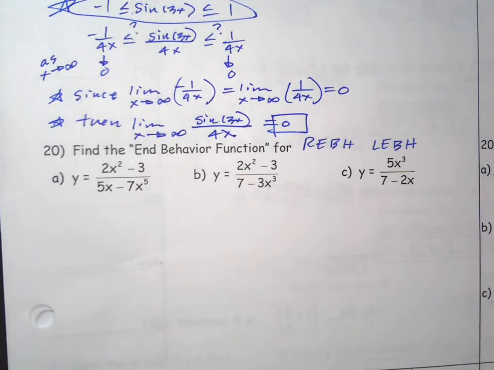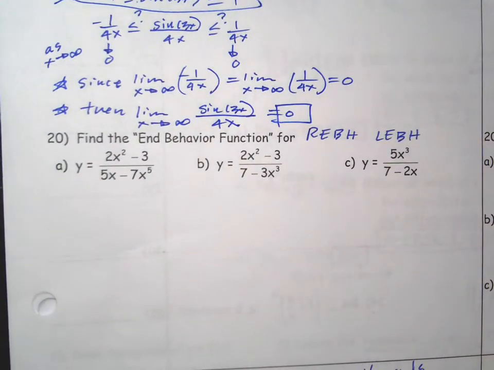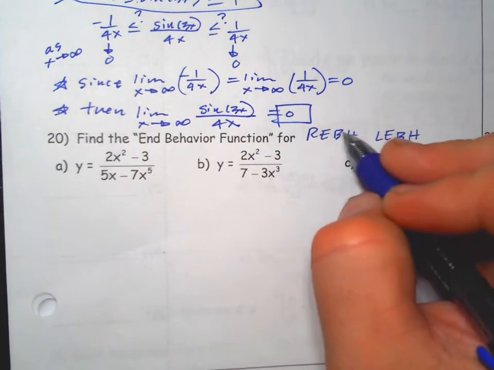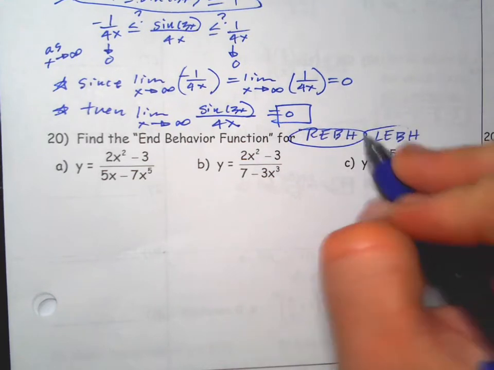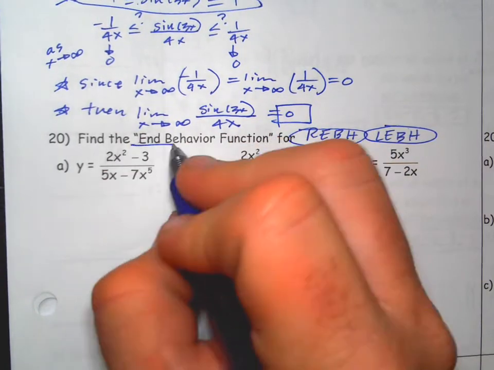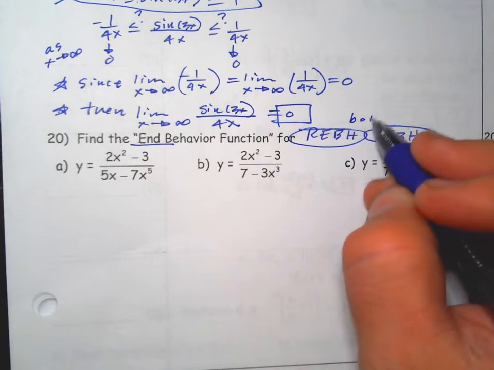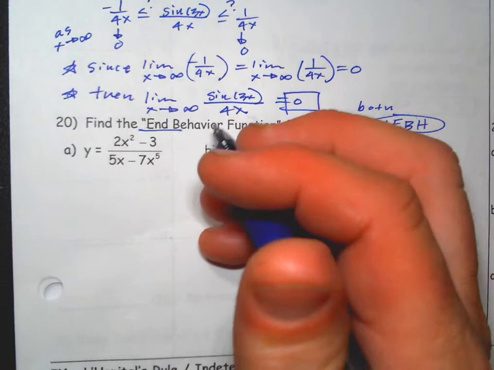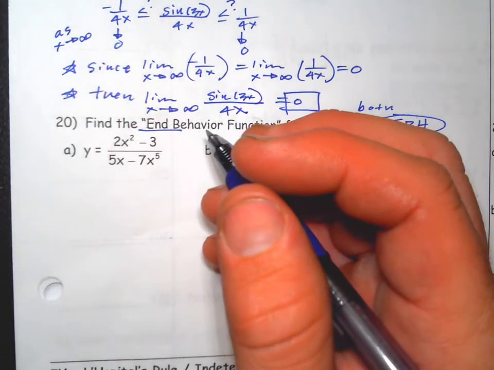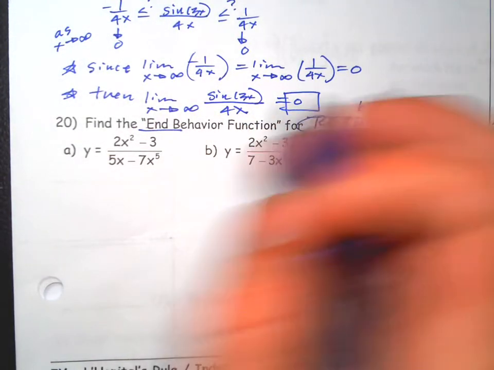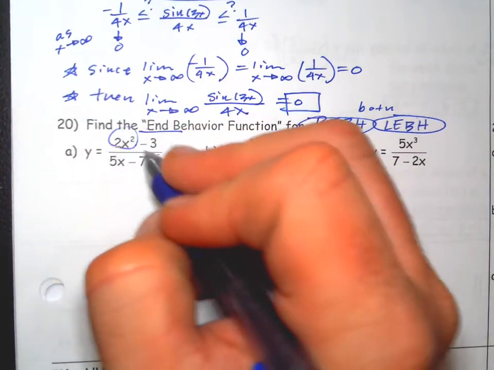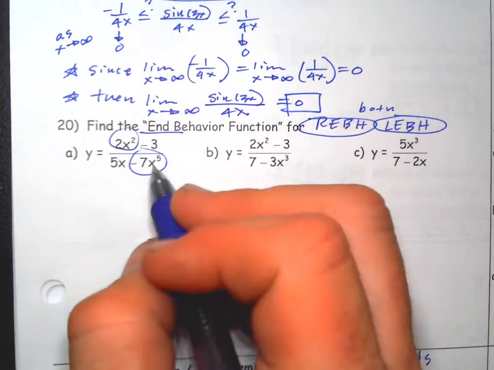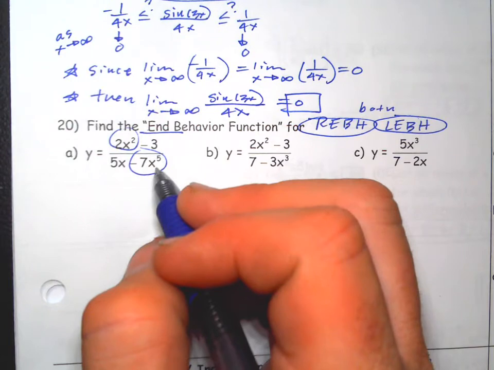Problem 20, end behavior. End behavior is both ends. I could also say just right end behavior or just left end behavior. End behavior includes both of these, but I might simplify it to one. It can be different for positive infinity and negative infinity. It's definitely going to involve the dominant terms. If you go to positive infinity or negative infinity, these are the dominant terms.